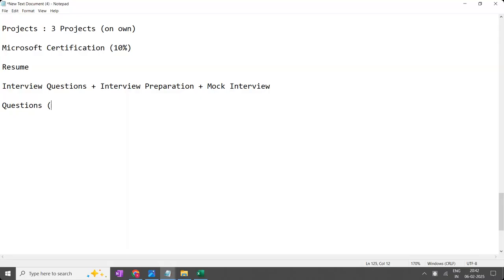Right. Now this is about interview questions, interview preparation and mock interviews. How you have to prepare for the interview, how you have to go to the companies, and before going into the companies, what things you have to do, how you have to do the research, and how you have to prepare for that.